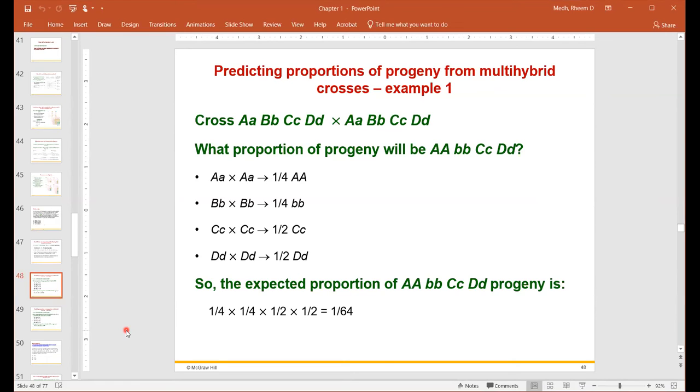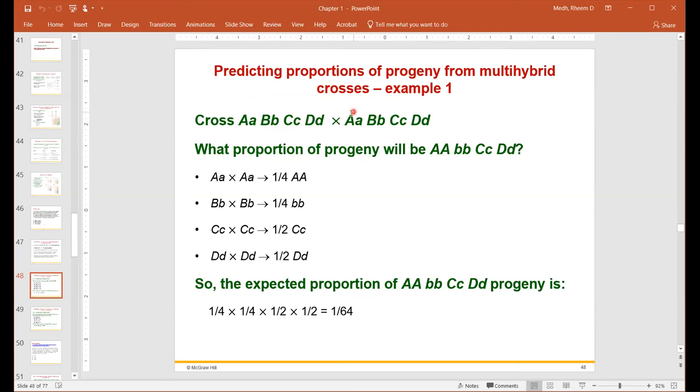Okay, so now if you had a cross like this, remember, because of independent assortment, you can separate each individual trait. I'm not going to write unless I have to. So here you have a cross shown here, big A, little a, big B, little b, big C, little c, big D, little d cross to the same. Okay, what are the proportion of the progeny with big A, little b, big C, and big D, little d? You can separate each one individually. So you can separate this one.